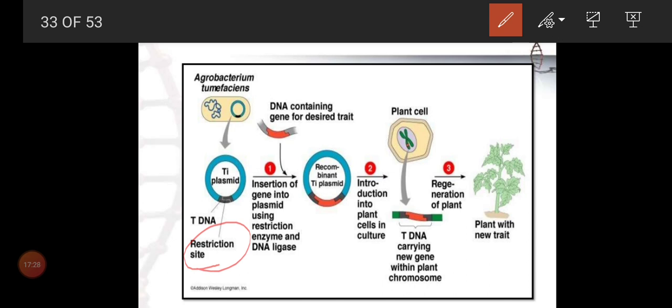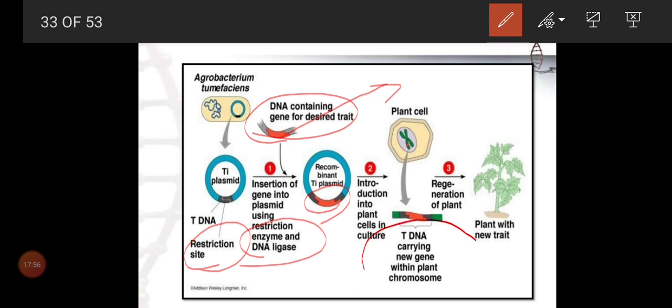So, insertion of DNA containing a gene of the desired trait; the trait or character might be anything. We'll take some genes of interest in different plants. Insertion of genes into the plasmid uses a restriction enzyme, and as I told you, we are removing the T-DNA, that is our restriction site. So we removed that, added our gene of interest, and introduced it into the plant cell. Automatically the T-DNA carrying the new genes goes within the plant chromosomes. So now we have introduced it into the genome, and it starts to multiply, and the plants regenerate with the new character.